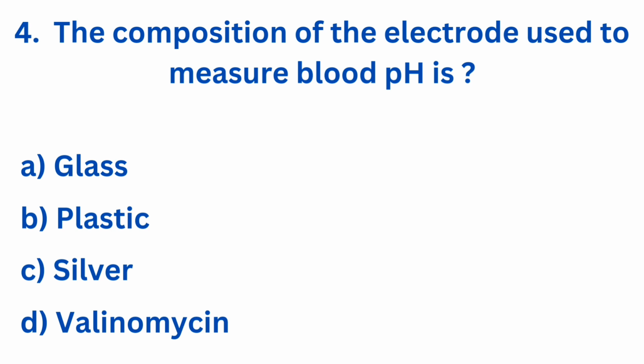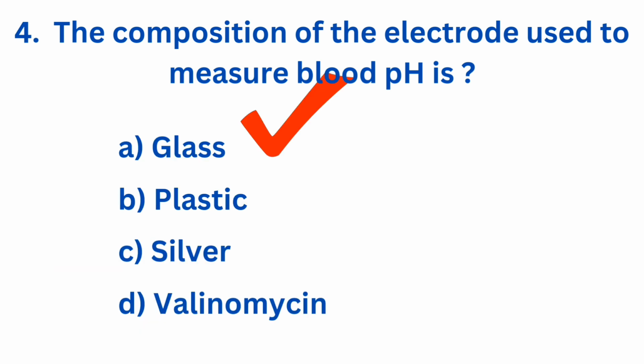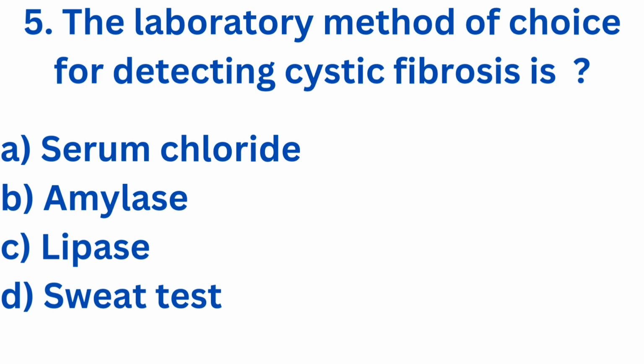Next question. The composition of the electrode used to measure blood pH is option A, glass, option B, plastic, option C, silver, option D, valinomycin. The options look similar to the previous question, but the question is different, so read it carefully. The right answer is option A, glass. The composition of the electrode used to measure blood pH is glass.